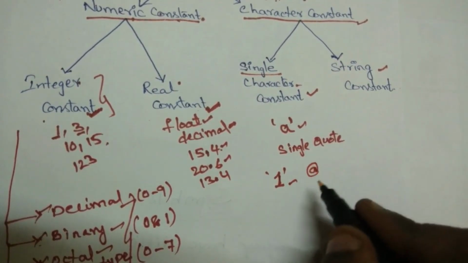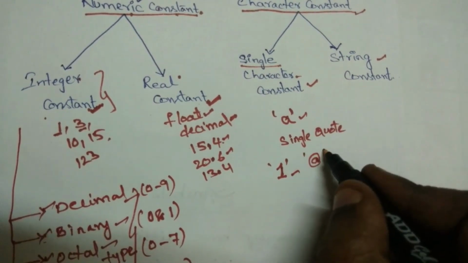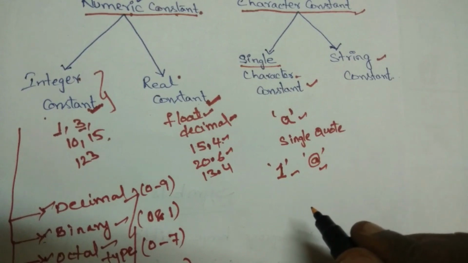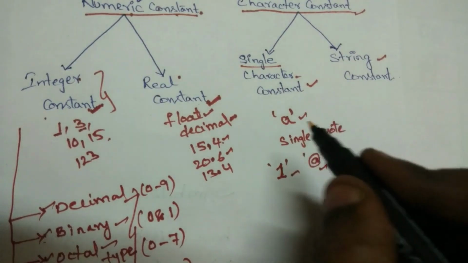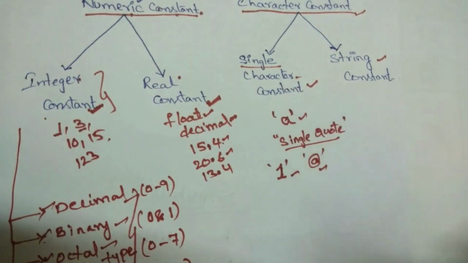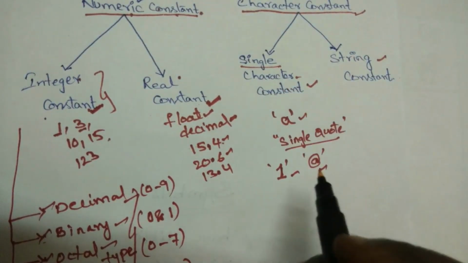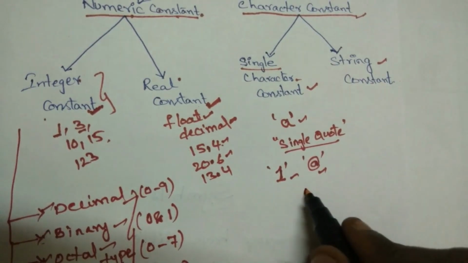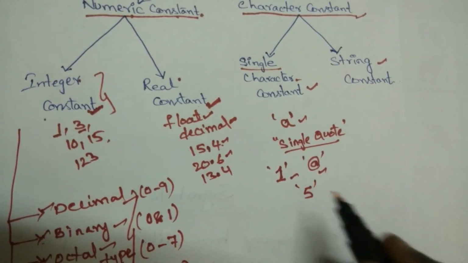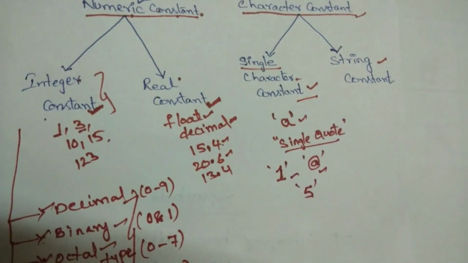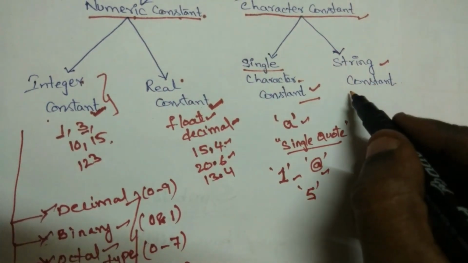Suppose I take the @ symbol. If we represent it within the single quotation, it is also considered a single character constant. Anything we represent within the single quotation is called a single character constant. Are you clear? Not only for alphabets, we can take numbers. Suppose 5 is a number. This number I can represent within the single quotation, and it will be considered a single character constant. Right?